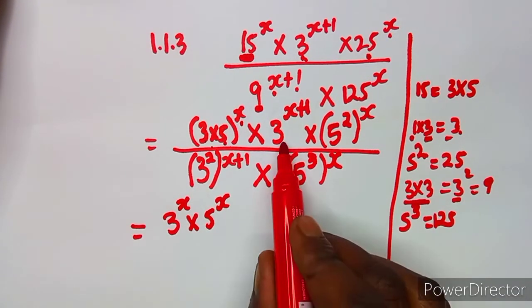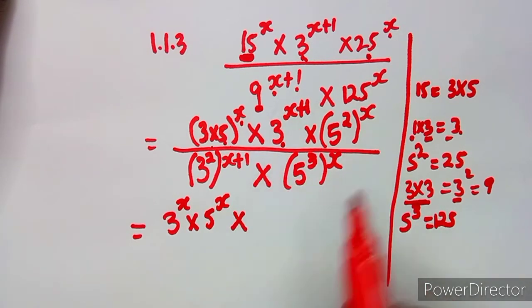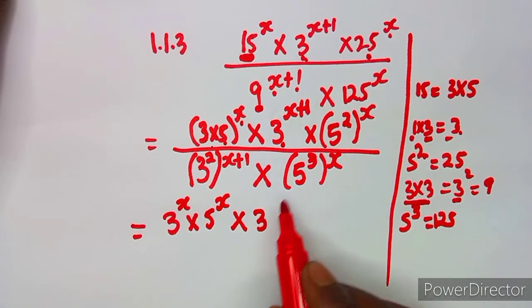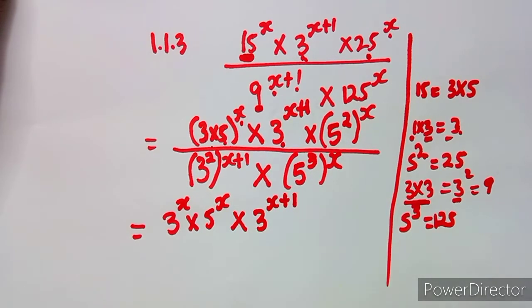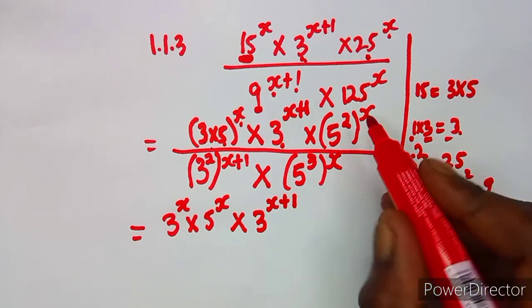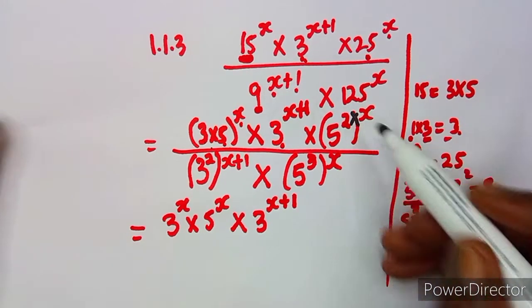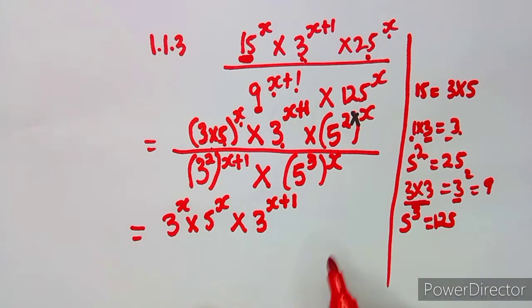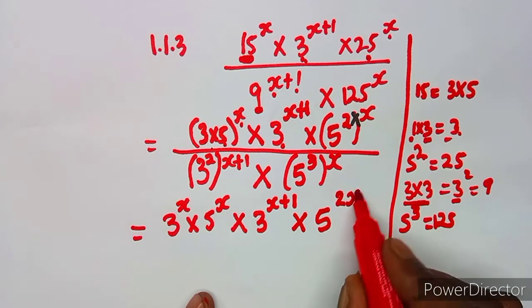This part is just going to remain as it is. There's nothing that we can do there, so you just write it as 3 to the exponent of x plus 1. Then here take note, this is what we had from the previous stage where we had an exponent and an exponent, and I told you guys that you have to multiply. So you're going to multiply these two. It's 2 times x, which is 2x, so it's times 5 to the exponent of 2x.